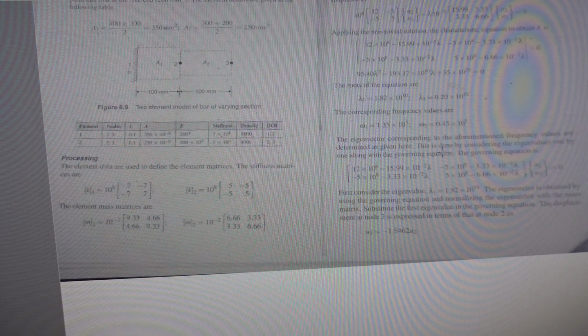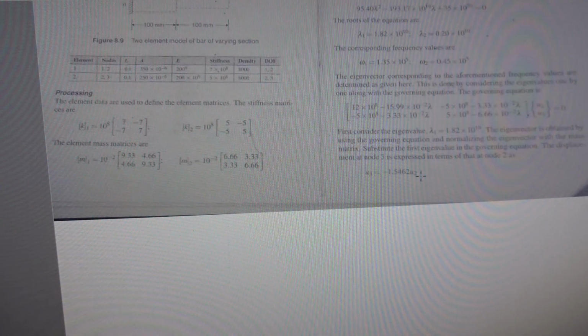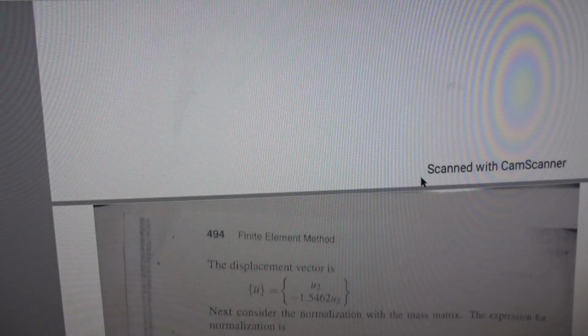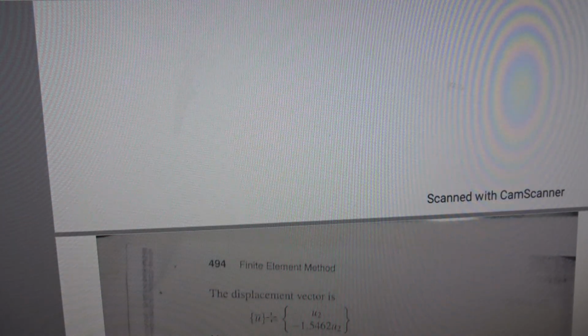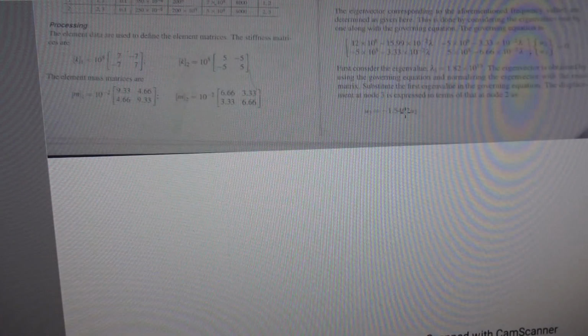When you substitute this value, you can get the value of U3 from the eigenvector corresponding to the frequency value. Substitute the value of omega 1 and you can get the relation between U2 and U3. U3 is equal to minus 1.54 U2. It is obtained here.